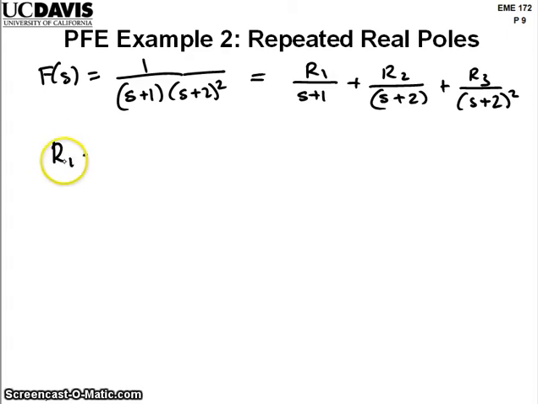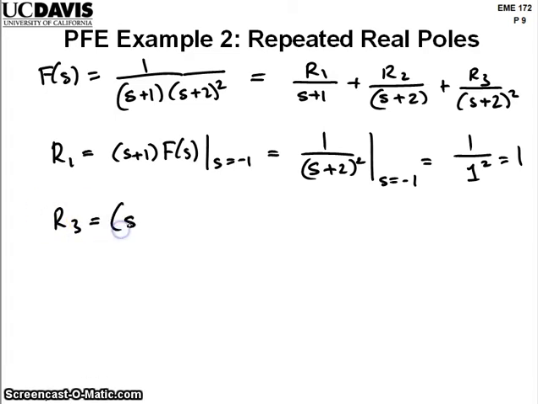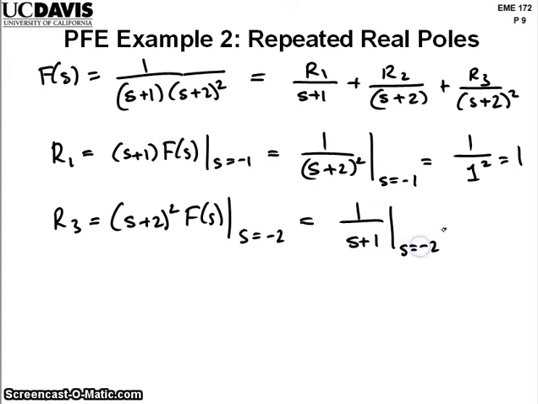R1 is easy. R1 is s plus 1 times F of s, evaluated at s equals minus 1. When I do this, I get 1 over s plus 2 squared, evaluated at s equals minus 1, so that's 1 over 1 squared, which is 1. R3 is also easy. S plus 2 squared times F of s, evaluated at s equals minus 2, gives 1 over s plus 1 evaluated at s equals minus 2. So I get 1 over minus 1, that's minus 1.